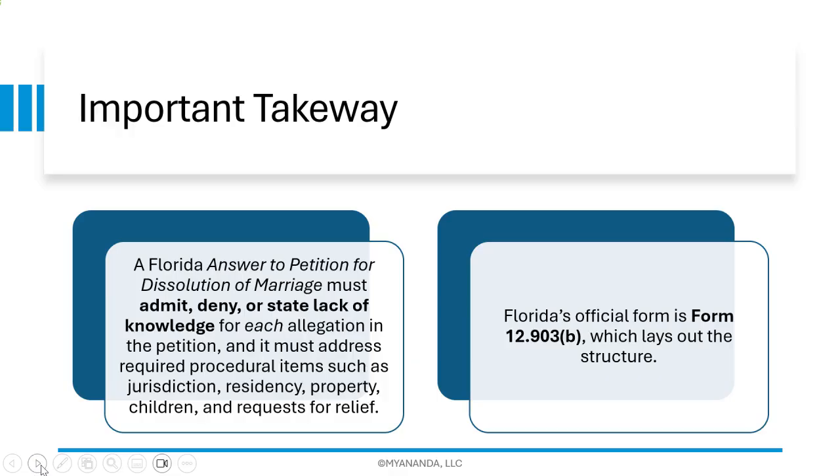So importantly, just know also that, like what I pointed out, there are 3 ways to answer a dissolution of marriage allegation. It's allegation by allegation: admit, deny, or lack of knowledge. Each one is admitted or denied, or lack of knowledge stated, and this must be done for each allegation. And also realize that there are some procedural allegations like jurisdiction, residency, and then there's property and children and requests for relief specifically. Now, the form of the Florida Rules of Family Procedure 12.903B would be a layout and structural way to go about it.